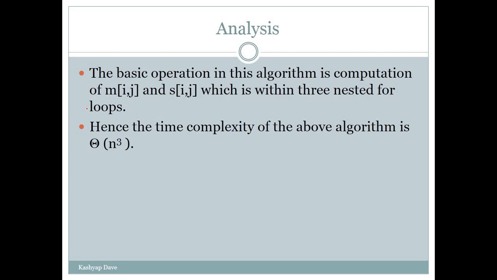Now its analysis. The basic operation in this algorithm is the computation of Mij and Sij, which is within 3 nested for loops. So if we are using 3 nested for loops, then the equation says that our time complexity will be theta n cube.